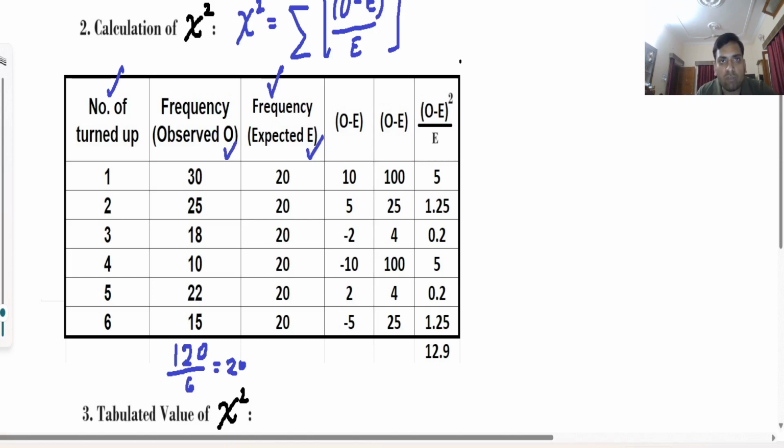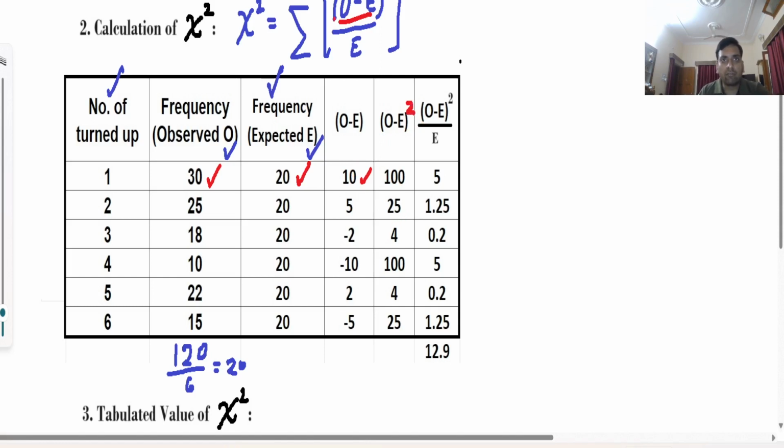For this formula, we will find O minus E, observed minus expected. This value is O, this value is E. So 30 minus 20 is 10. Now we will find all these values for this column, and then in the formula we will find the square, O minus E square. So we will create another column of O minus E square. The square of 10 is 100, the square of 5 is 25.